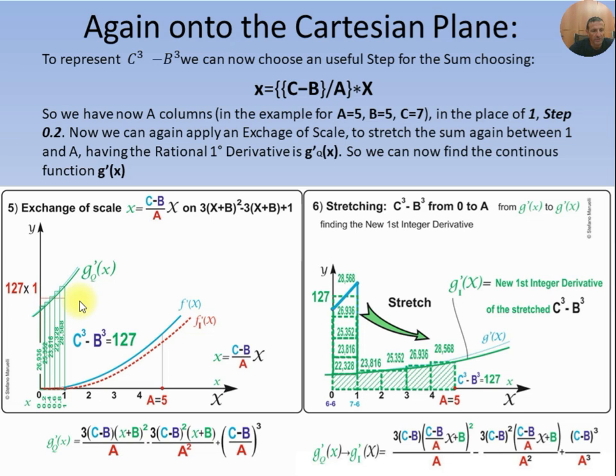So now what we can do after this exchange of scale is giving what I've called the irrational first derivative, gq prime of x, these terms where you can see the (c minus b) over a factor. In the first term it has the power of 1, in the second term the power of 2, and at the end the power of 3, of course, by 1.